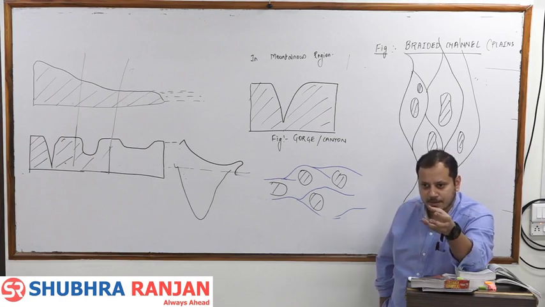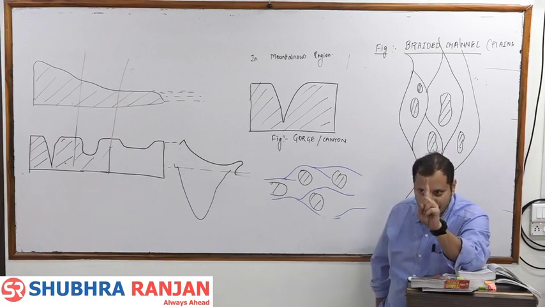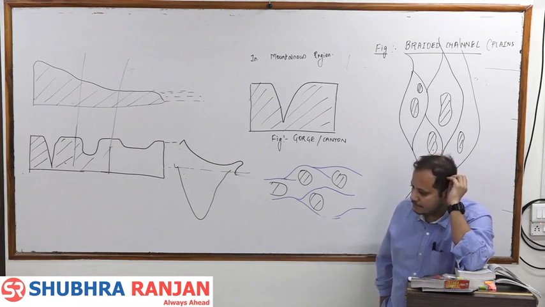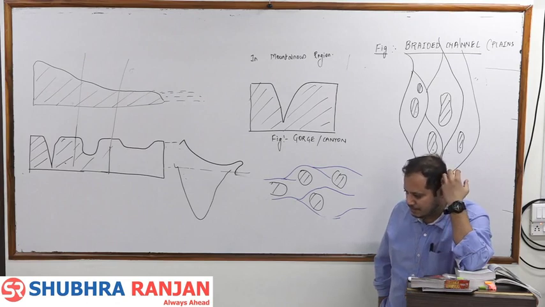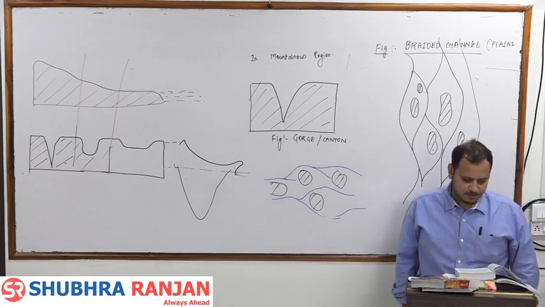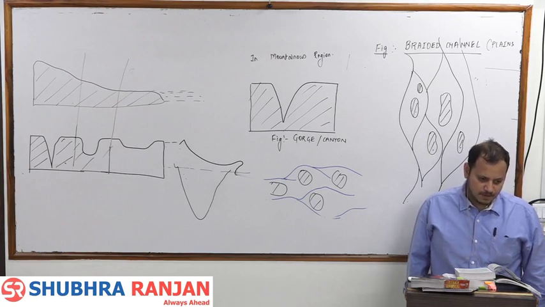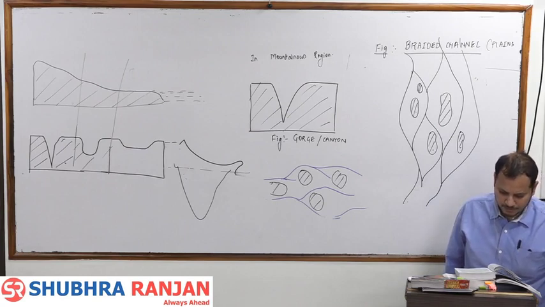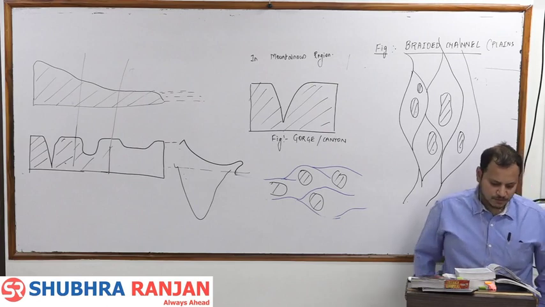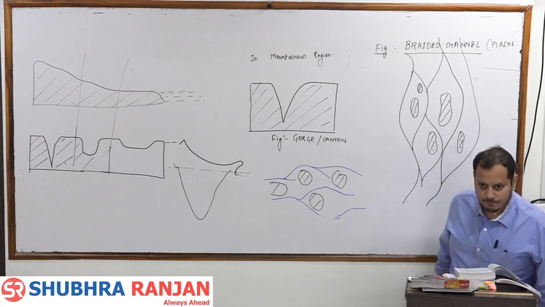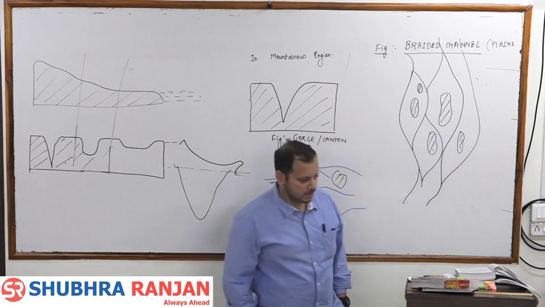Getting it? So processes are ultimately determined by what? Structure. So conclusion. The difference in the relief features on the Earth's surface is not just due to processes alone, but also due to the structure.